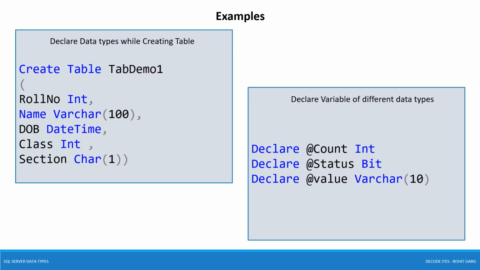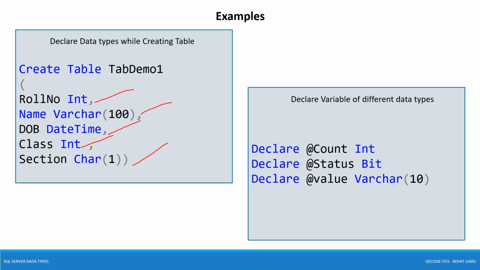We have clubbed some examples of using the data types in your SQL Server system. While you are creating a table and mentioning the column names, you have to mention the data types. See, roll number is integer, name is varchar with 100 as the value. That means name can't go beyond 100 variable length characters. Next is datetime, class, and section. Section can be A, B, C, D. It can't go beyond a single character. That's why we have given char with a single n value.